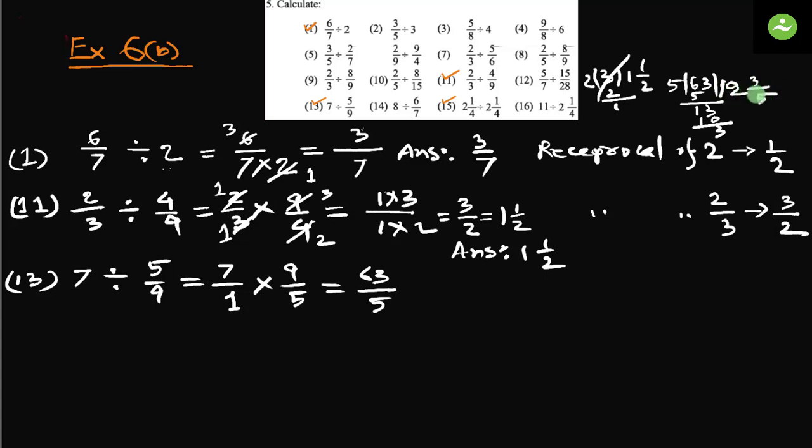12 and 3/5 equals 12 and 3/5. Answer is 12 and 3/5.